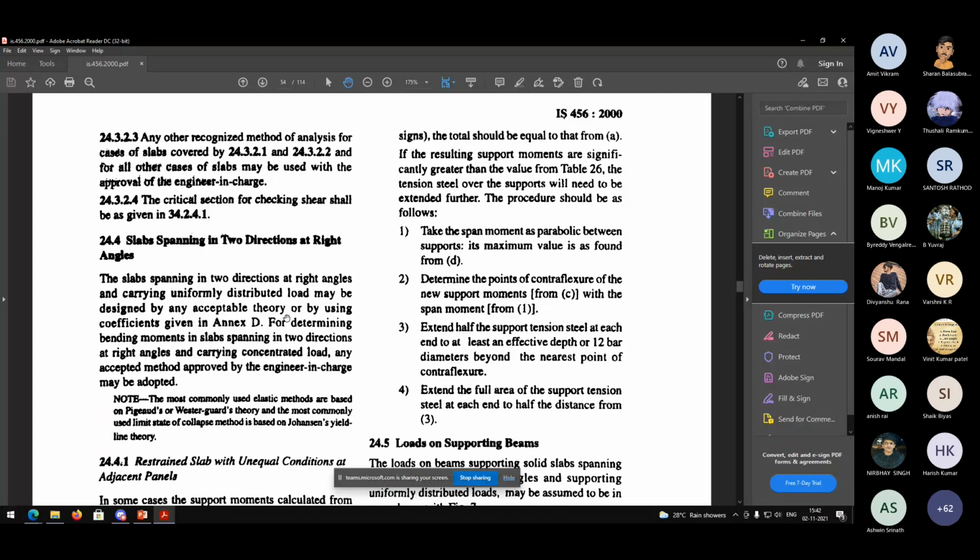There is this Rankine-Grashof theory. There is yield line theory, which I will be coming to next. But using these theories is not the most straightforward method, it's not the easiest method to use. That's why you have these coefficients. So you can use those methods, or you can use the coefficients given in Annex D. That's what is mentioned over here.